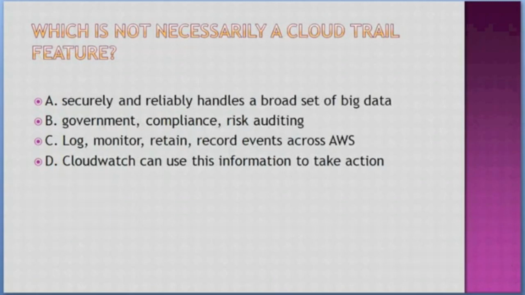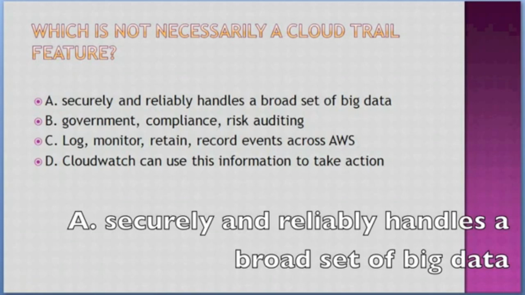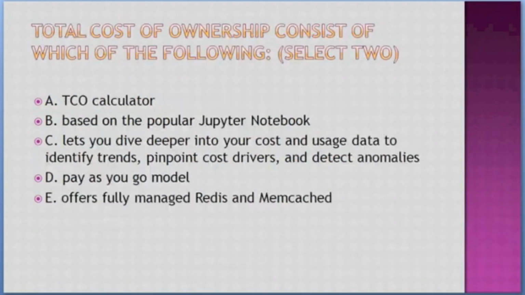Alright, which is not necessarily a CloudTrail feature? A, securely and reliably handles a broad set of big data. B, government compliance risk auditing. C, log, monitor, retain record events across AWS. D, CloudWatch can use this information to take action. Answer is A, securely and reliably handles a broad set of big data.